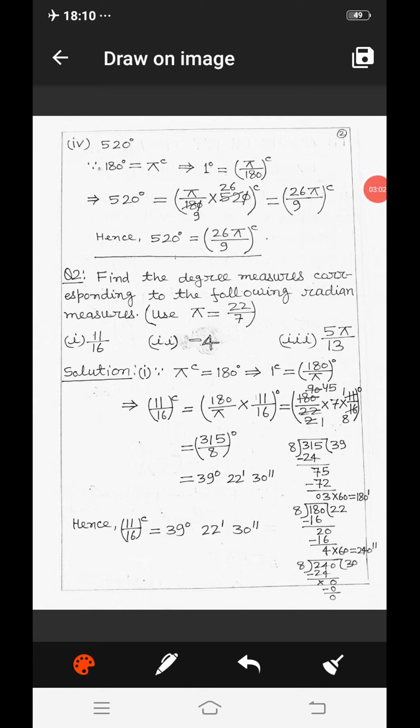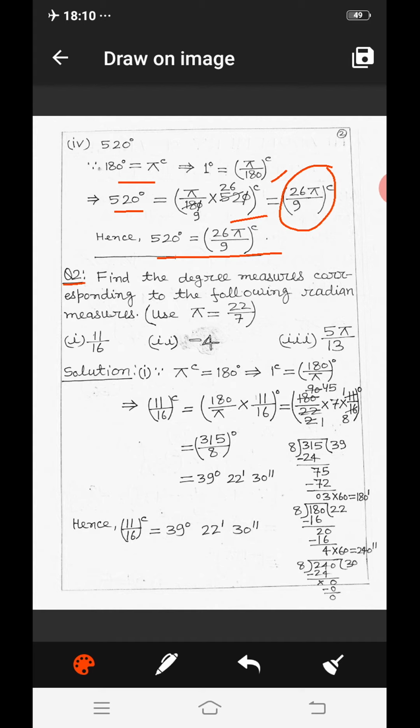Fourth part, 520 degree. Already we know 180 degree is equal to pi radian. So 1 degree is equal to pi by 180 radian. Therefore 520 degree is equal to pi by 180 into 520 radian. After solving, we get 26 pi by 9 radian. Hence 520 degree is equal to 26 pi by 9 radian.